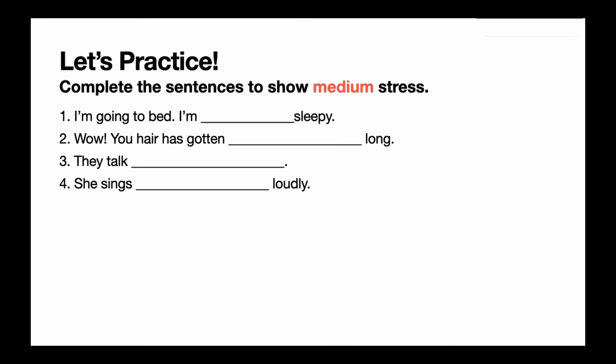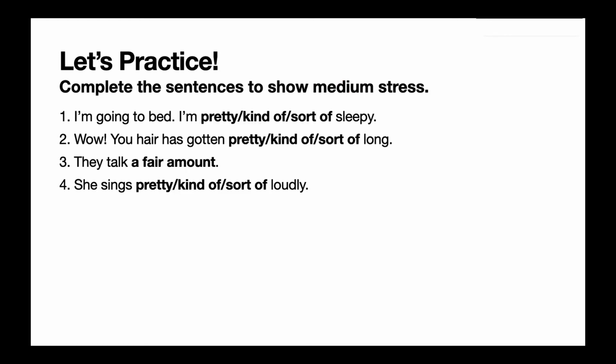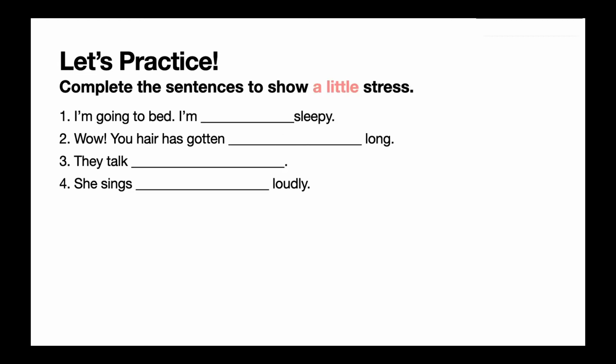Next, let's practice by completing these sentences to show a medium amount of stress. So pause the video, and when you're done, unpause the video to see the answers. So to show a medium amount of stress, we would use the phrases pretty, kind of, or sort of for numbers 1 and 2, which are modifying adjectives, sleepy and long. Number 3, we would say they talk a fair amount. And number 4, she sings pretty or kind of or sort of loudly, same as the adjectives in 1 and 2.